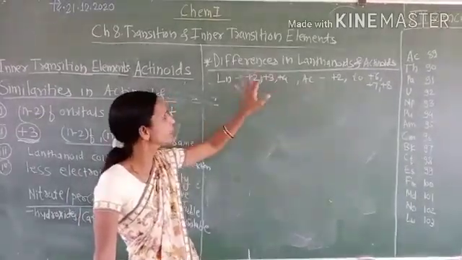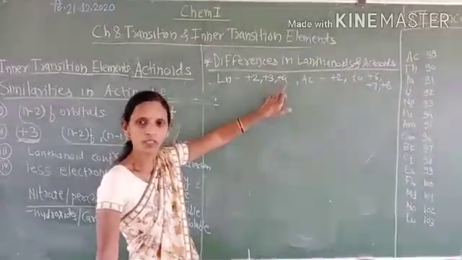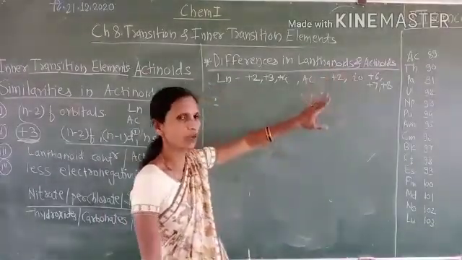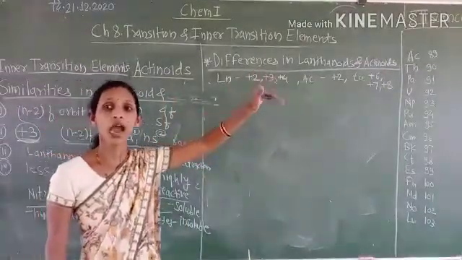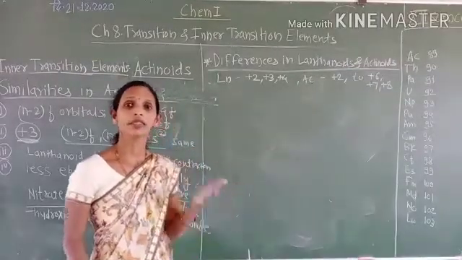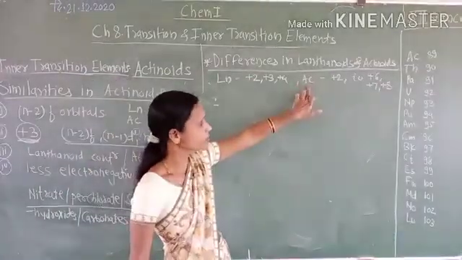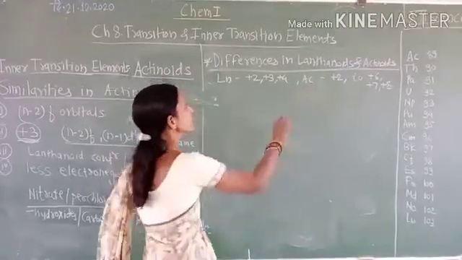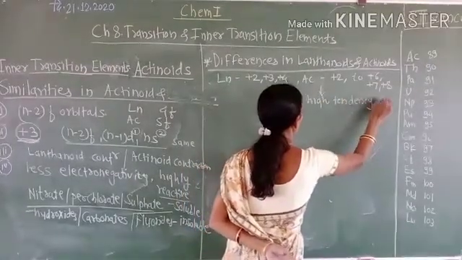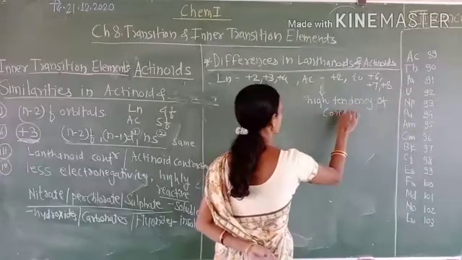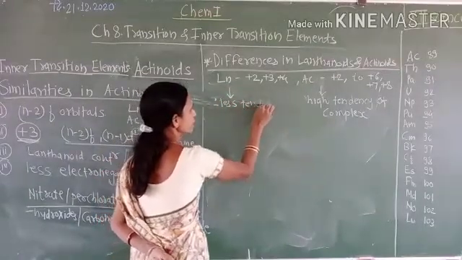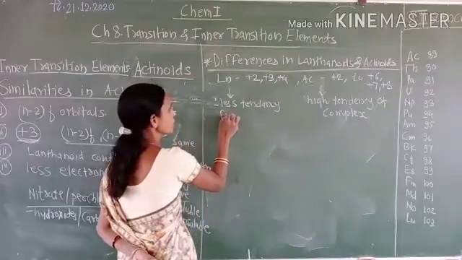That means the higher oxidation state in lanthanoids is +4, that is cerium shows +4, and actinoids show +2, +3, +4, +5, +6 oxidation states. They show higher oxidation states, and sometimes +7 and +8 also. As actinoids exhibit higher oxidation states, they have a high tendency to form complexes, and lanthanoids have a lower tendency of complex formation.